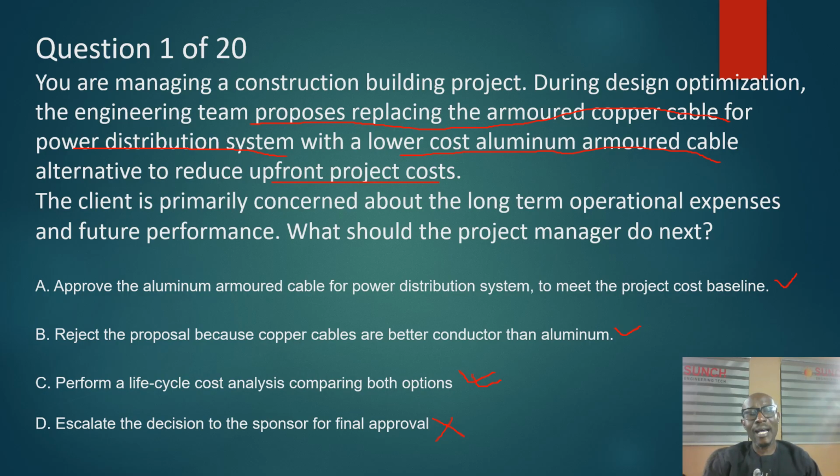Escalate the decision to the sponsor for final approval. This looks more reactionary. You don't do this because you have to have a solution. The client expects you to have a solution to the problem at hand. So you don't go back to the client to help you solve what you are supposed to do on your own. So from our options, C looks technically like the best answer and the best choice here. Perform a life cycle cost analysis comparing both options. Let's go through our option and see.